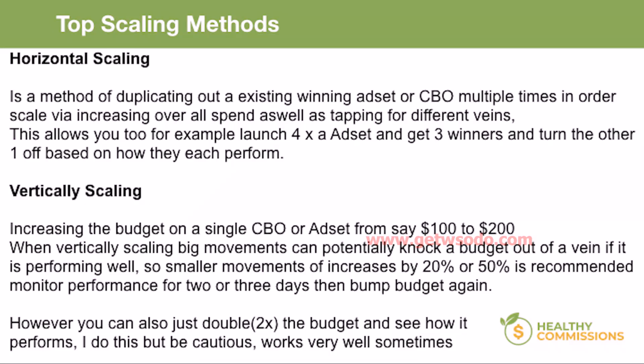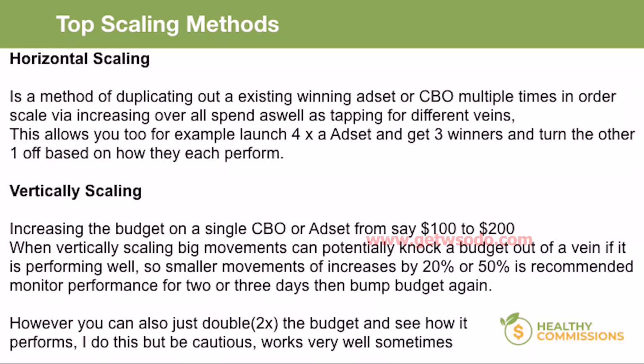So the 2 top scaling methods right now are horizontal scaling and vertical scaling, right? Horizontal scaling is a method of duplicating out an existing winning ad set or CBO multiple times in order to scale, right? So this increases the overall spend as well as tapping in for different veins. So this allows you to, for example, launch an ad set 4 times. You might get 3 winners and the other one might not perform. So you might turn that other one off based on performance, right?